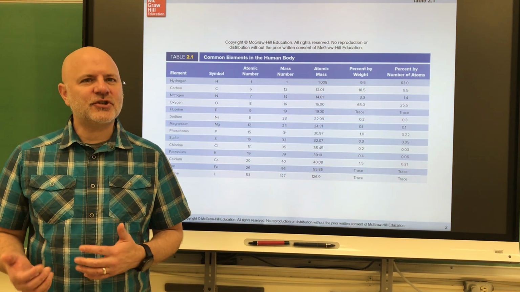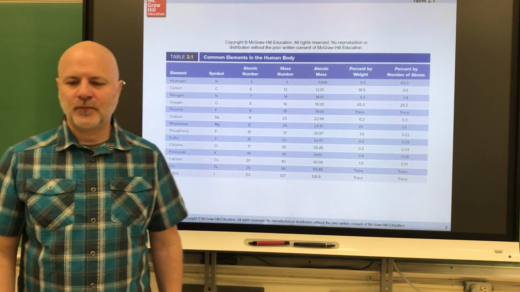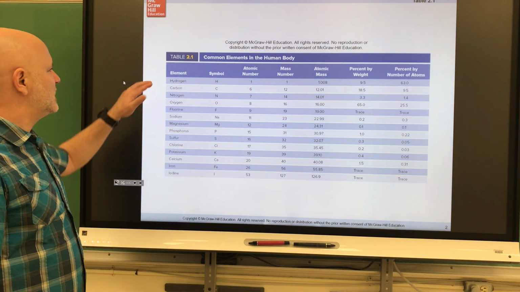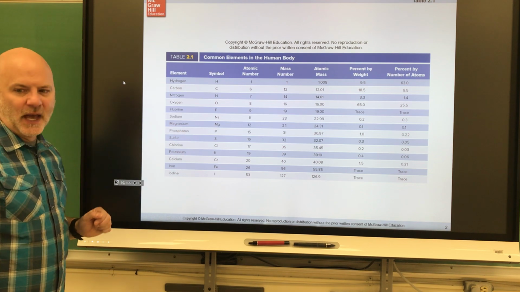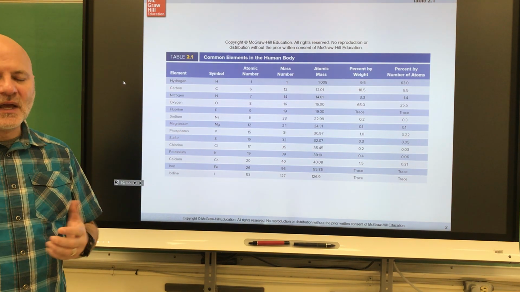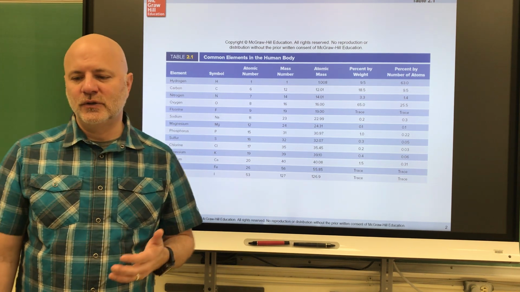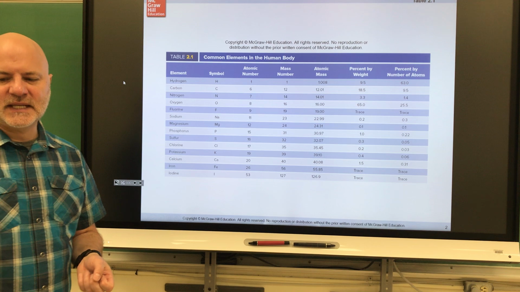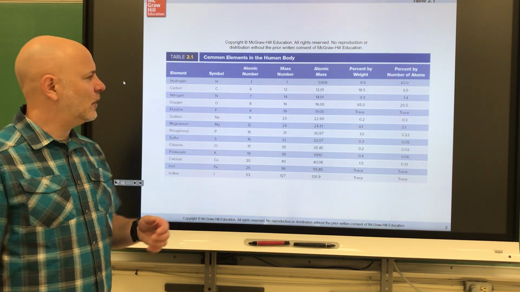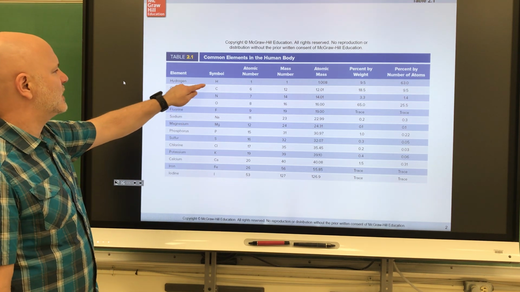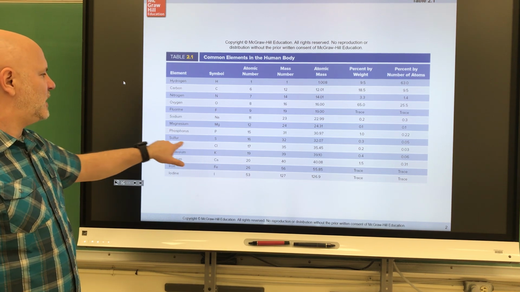Now each element has its own unique atom, and we'll get to how that is in a little bit. Oftentimes when you see an element listed here, you'll also see a chemical symbol for that element. A chemical symbol is a shorthand version of the name of an element. This can be 1 or 2 letters in length, and typically the first is capitalized, and the second is in lowercase. We see carbon is C, hydrogen is H, nitrogen is N, oxygen is O, phosphorus is P, sulfur is S.